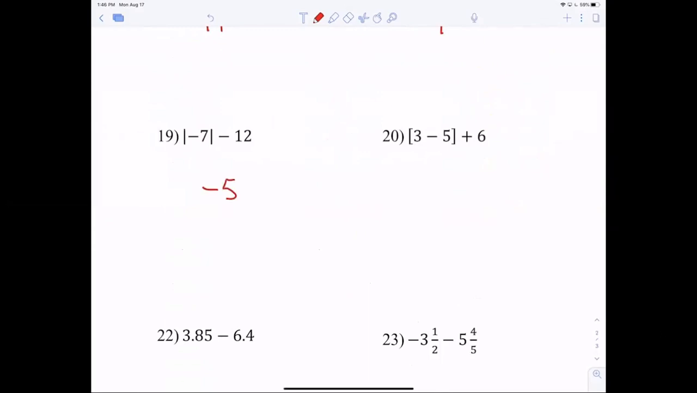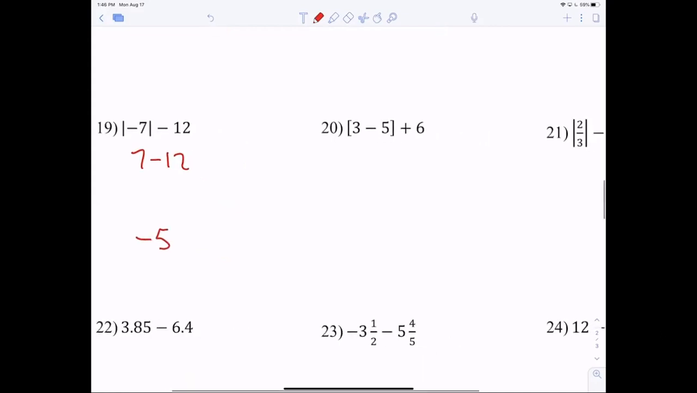Now, if you're not sure about 19, you tell me. All right, I got a -5. What? Come on, what's the absolute value of -7? 7. What's 7 minus 12? True? Yeah. Right? That's what I'm saying, guys. Come on, think about it. All right, help me with number 20.